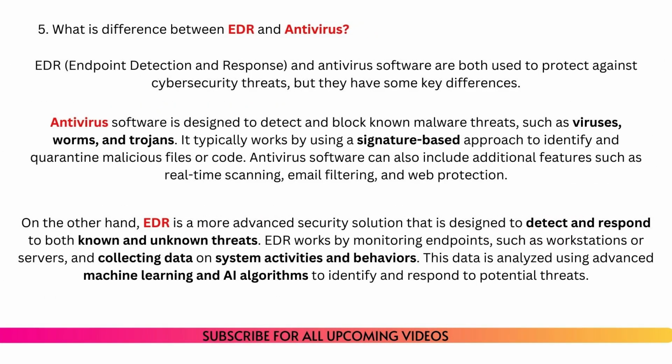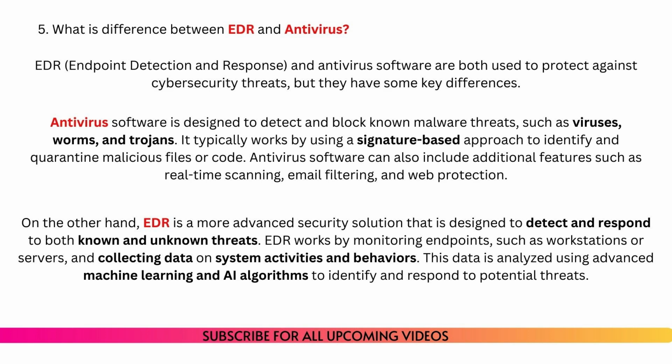Next. 5. What is difference between EDR and antivirus? EDR, endpoint detection and response, and antivirus software are both used to protect against cybersecurity threats, but they have some key differences. Antivirus software is designed to detect and block known malware threats, such as viruses, worms, and trojans. It typically works by using a signature-based approach to identify and quarantine malicious files or code. Antivirus software can also include additional features such as real-time scanning, email filtering, and web protection.